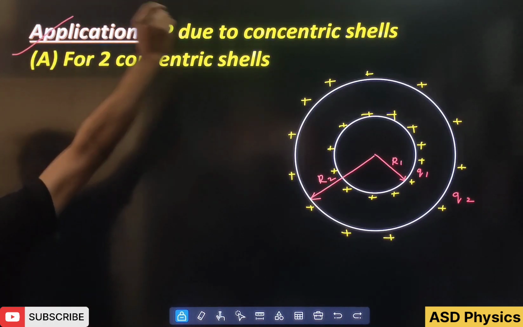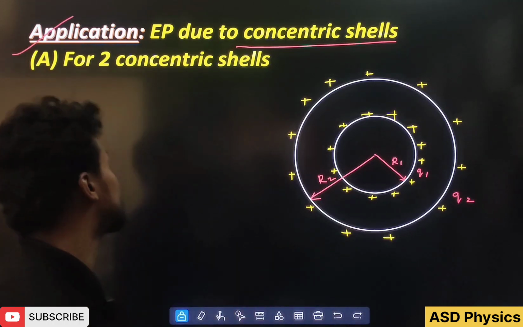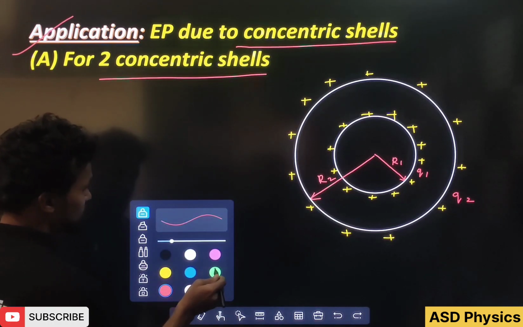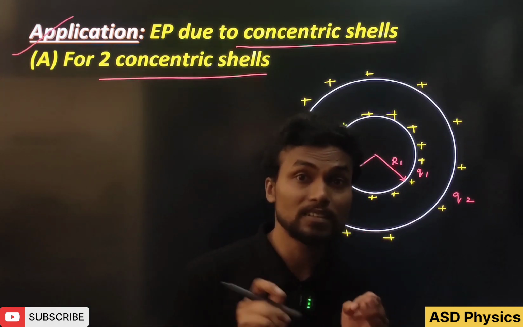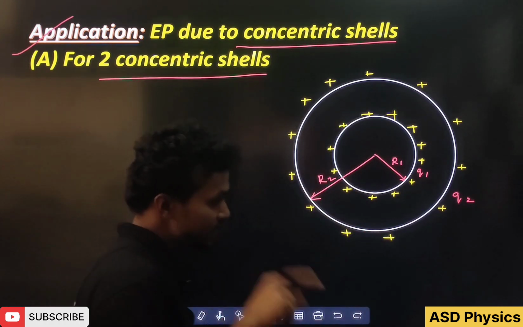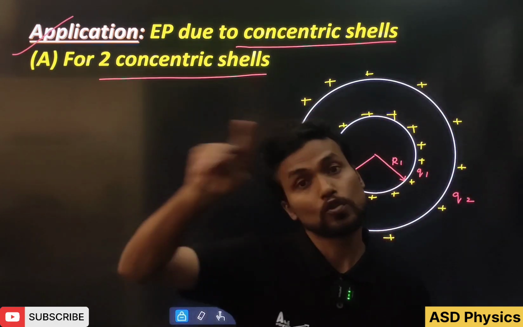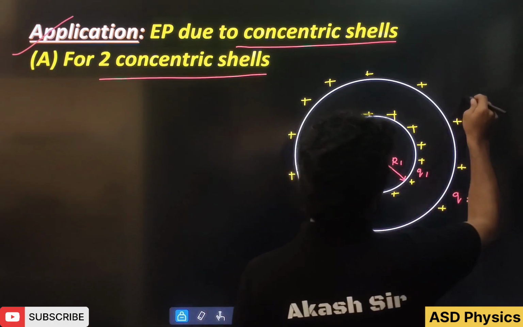Now students, we will see some applications. See here the application. What are the applications? Electric potential due to concentric shells. So see here please, for two concentric shells. So students, here you have to remember one basic. Whatever potential at the surface, same potential where? Inside. And the second basic is that whenever the observation point is outside the shell, total charge can be concentrated where? At the center.